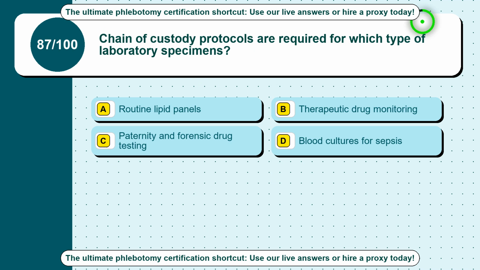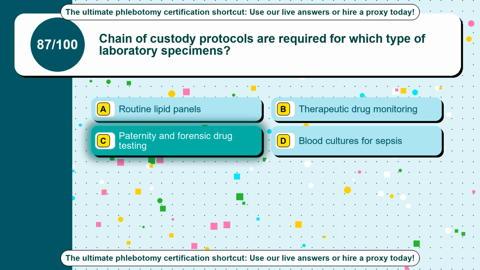Question 87. Chain of custody protocols are required for which type of laboratory specimens? Option A, routine lipid panels. Option B, therapeutic drug monitoring. Option C, paternity and forensic drug testing. Option D, blood cultures for sepsis.